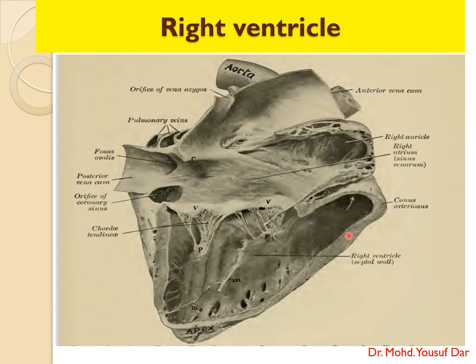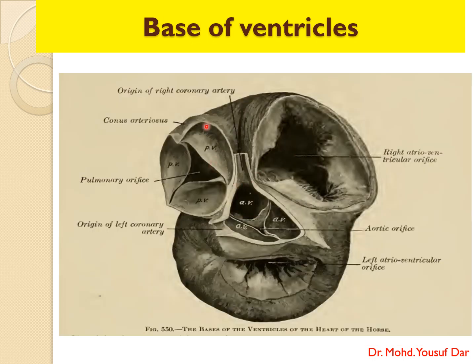Here in the picture you can see this is the conus arteriosus. This is the opening known as the pulmonary orifice. This pulmonary orifice is guarded by valves known as pulmonary valves. The pulmonary valves are made of three semilunar valves. Two are anterior and one is posterior. Among the anterior, this is the medial and this is the lateral, and this is the posterior. That is the pulmonary valves.